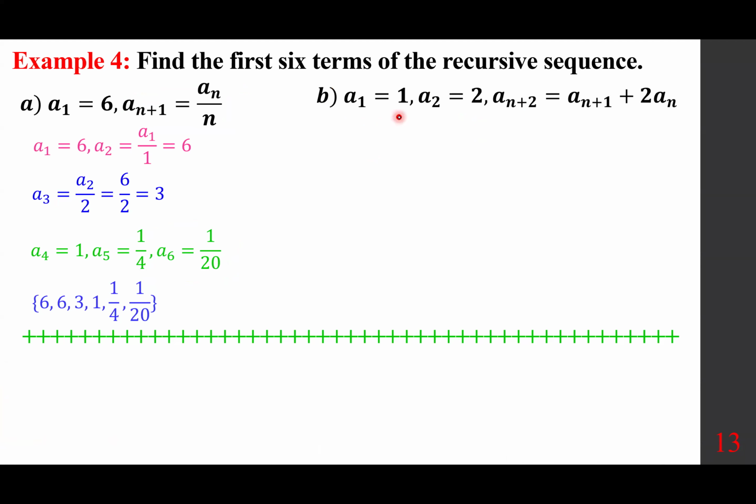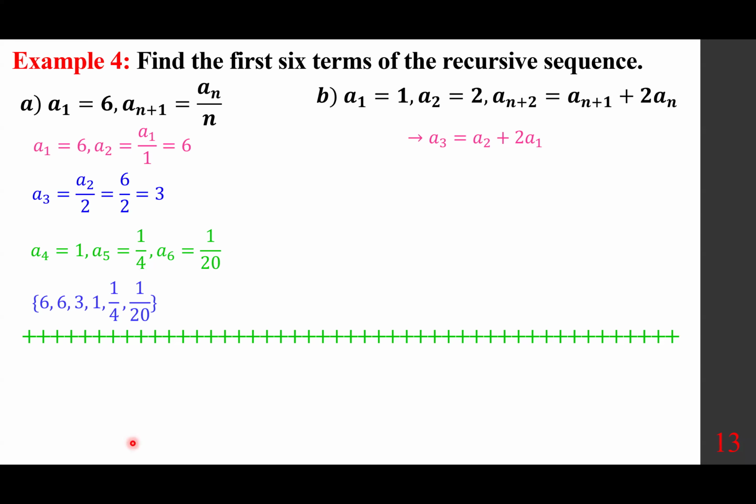A sub 1 is given as 1, a sub 2 is given as 2, a sub n plus 2 is a sub n plus 1 plus 2 a sub n. In other words, if you want a term, pick the previous one, and then 2 times the one before that. A simple example, if I want a sub 3, this must be a sub 2, the one before that, and 2 times a sub 1. I hope you recognize that.